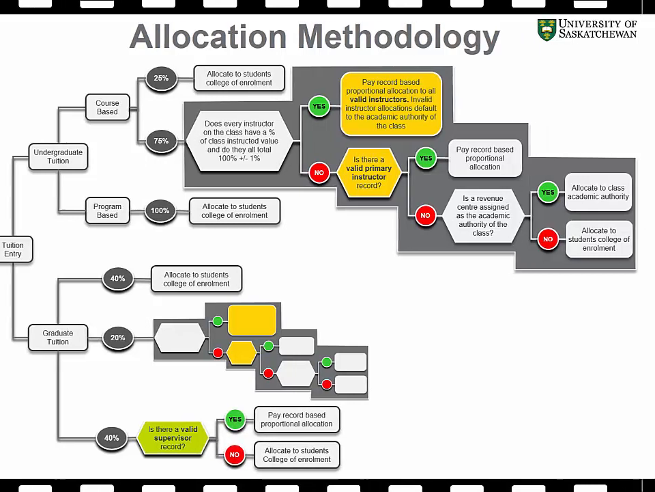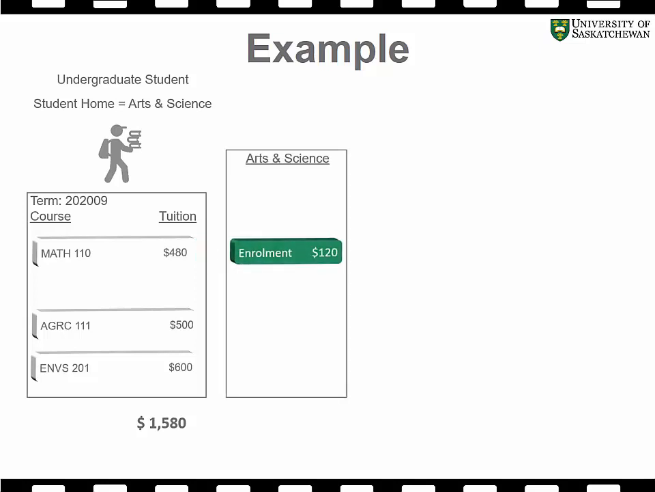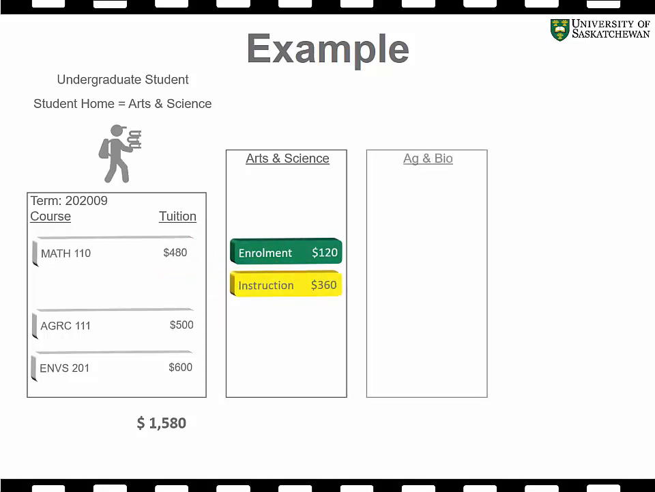As an example of TABBS tuition allocation, consider an undergraduate student whose home college is Arts and Science. In the fall term, this student takes 3 classes: Math 110, Plant and Soil Management 111, and Sustainability 201. If the instructor for Math 110 was paid by Arts and Science, then Arts and Science would receive both the enrollment and instruction allocations. If the instructor for Plant and Soil Management was paid by Ag Bio, then Arts and Science would receive the enrollment allocation, but Ag Bio would receive the instruction allocation.